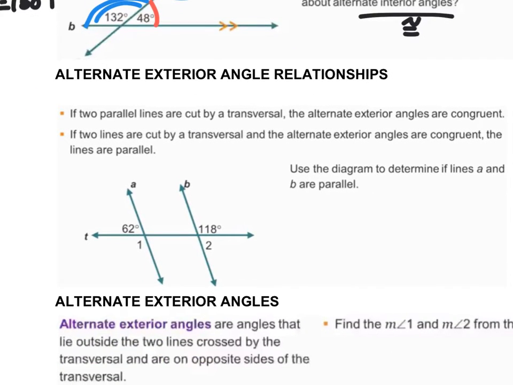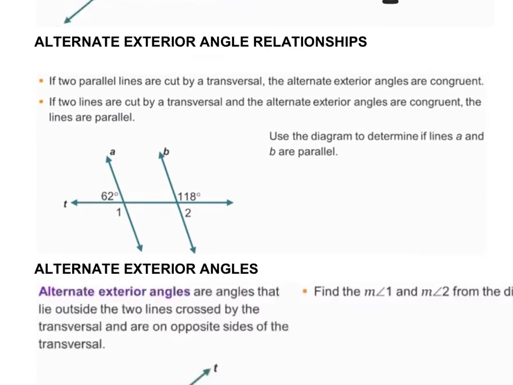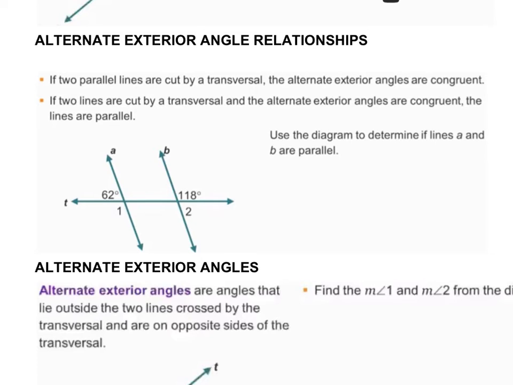Over here, let's talk about alternate exterior angle relationship. So same thing applies, okay? That alternate exterior angles are congruent if the lines are parallel. So 62 degrees is an alternate exterior angle to angle 2, okay? And then angle 1 is an alternate exterior angle to 118 degrees, all right?